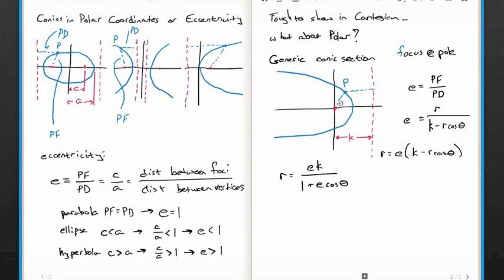All right, so that is the definition of a conic section in polar coordinates. The problem is we have this new variable k, which I'd rather not deal with, which is the distance to the directrix.